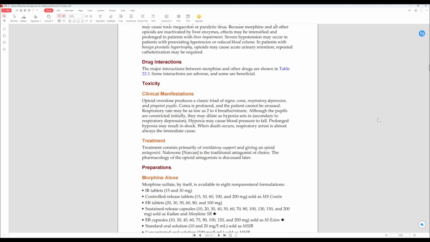So, that brings us to drug interactions. The major interactions between morphine and other drugs are shown in Table 22.3. Some interactions are adverse, and some may be beneficial.